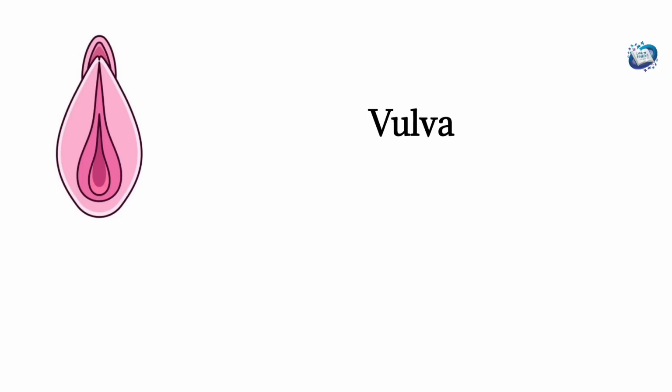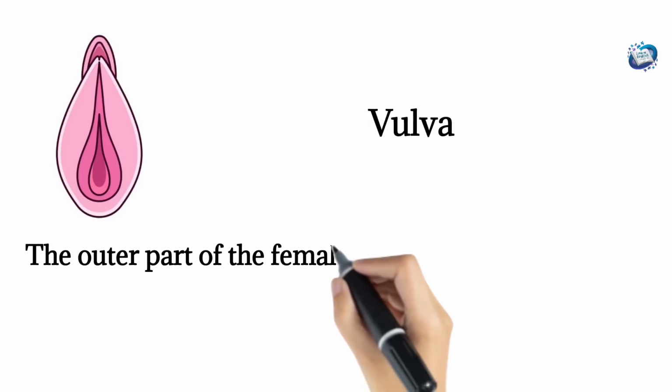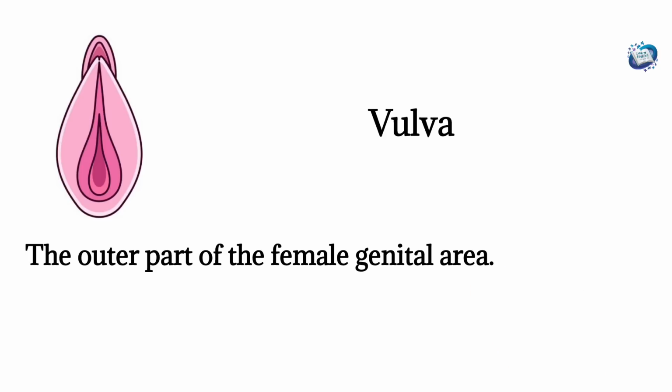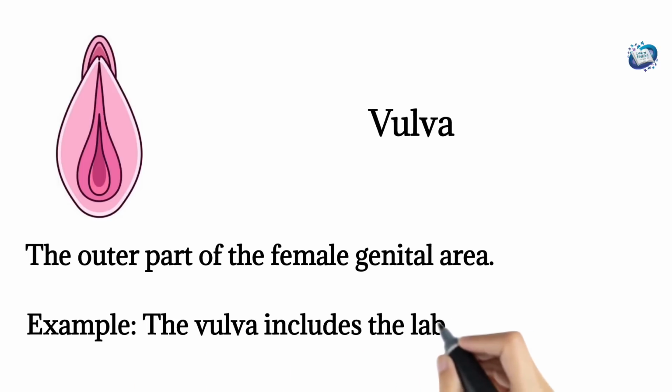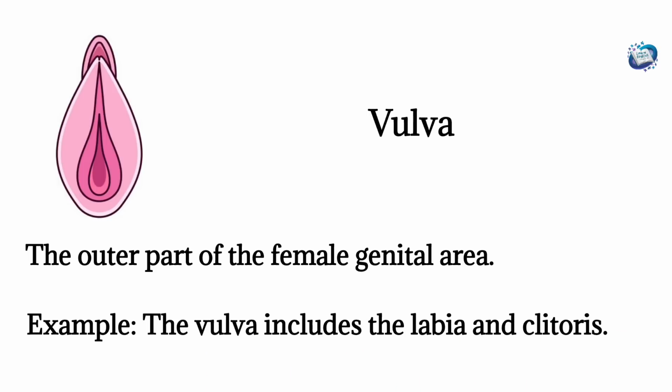Vulva. The outer part of the female genital area. Example: the vulva includes the labia and clitoris.